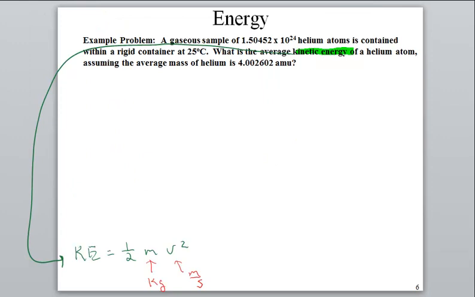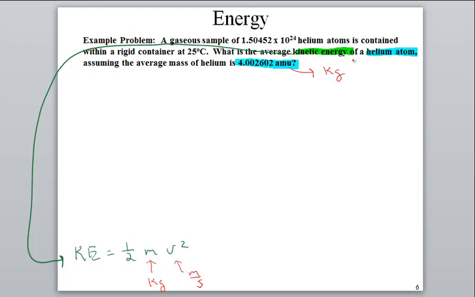As we read through the problem, the question wants to know kinetic energy, but the kinetic energy of one single atom. And it's for a helium atom. And here's the average mass of a helium atom. That needs to be converted into kilograms. As far as the velocity, we have helium and we have the average mass.